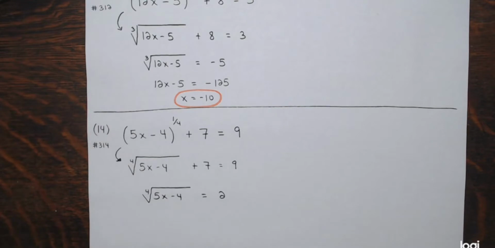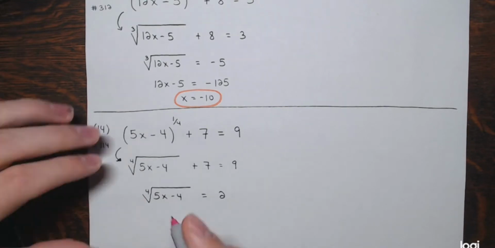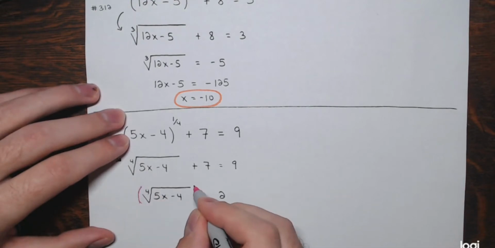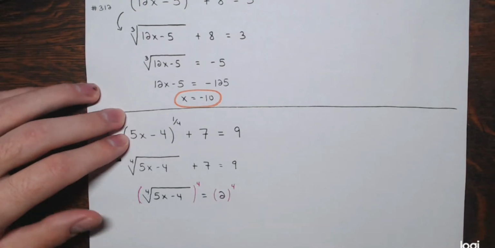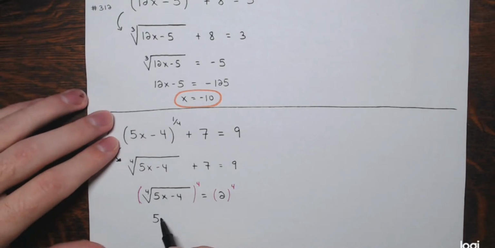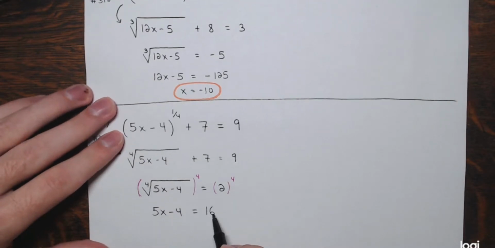Then I would raise both sides to the 4th power. Right? Let me actually write that this time. Right. So raise both sides to the 4th power to undo that radical. So on the left side I have the 5x minus 4, and then the right side, 2 to the 4th power is 16. And then I would add 4, which is 20, and then divide by 5, we get x equals 4.